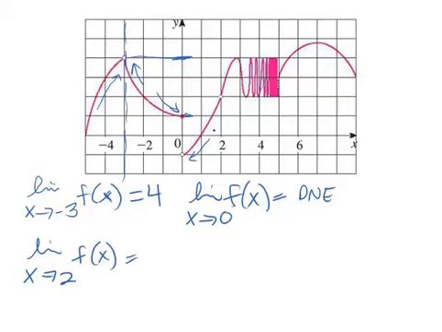Now let's go ahead and look at the limit as x approaches 2 of this function. And as we approach from the left-hand side, we are approaching a function value of 2. As we approach from the right-hand side, we're also approaching a function value of 2, therefore the limit is 2.